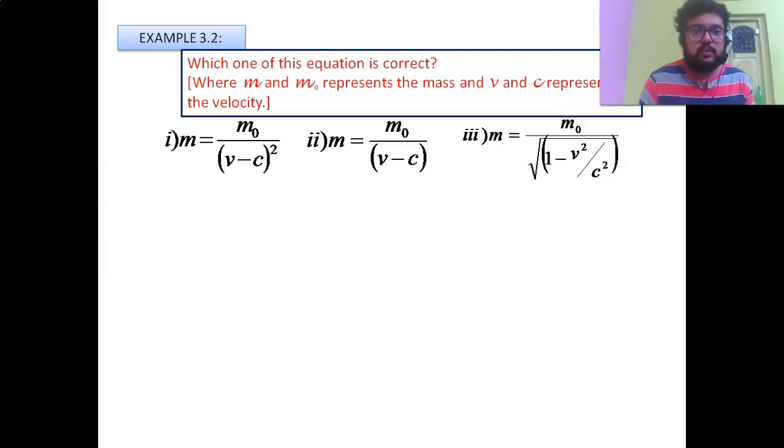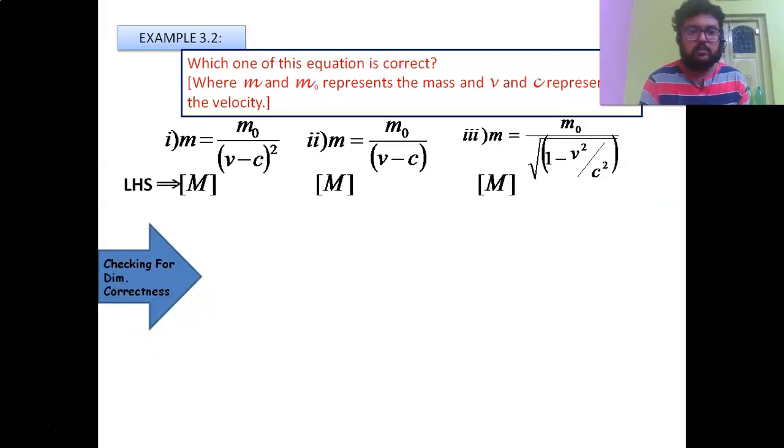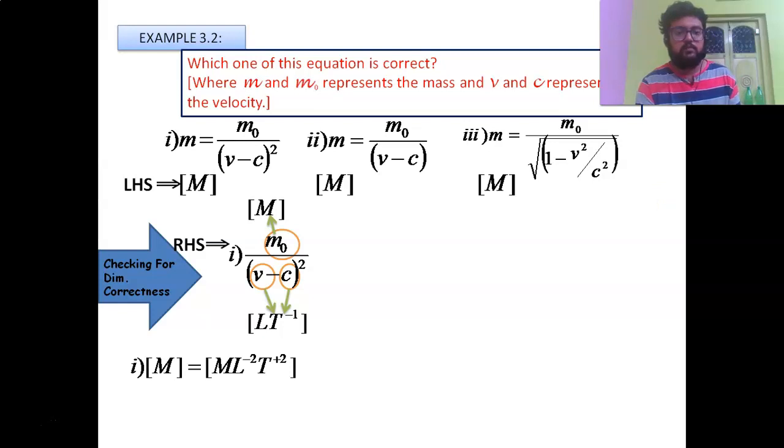We will first check the left hand side dimension, which is m for all of them, because mass has the dimension of m. Now if we are going to check the dimensional correctness for the first equation, we can check its right hand side. The right hand side represented by this. Now m0 is also a mass, so its dimension will be m, and v and c both are velocity, so their dimension will be this. If we calculate them, we can find from the first equation we have this one.